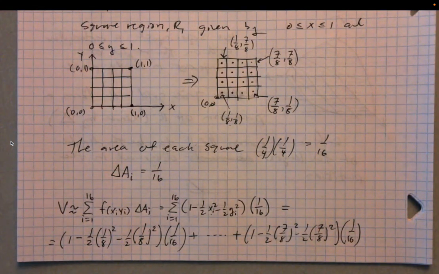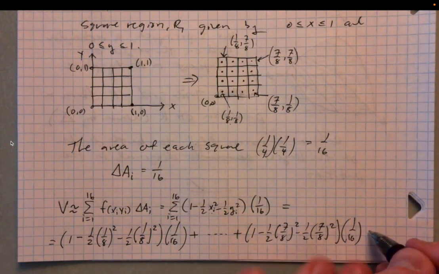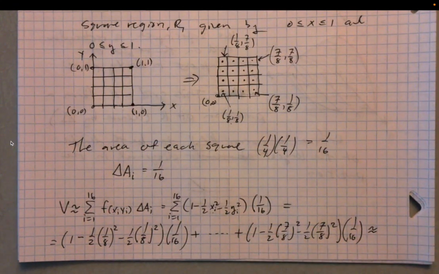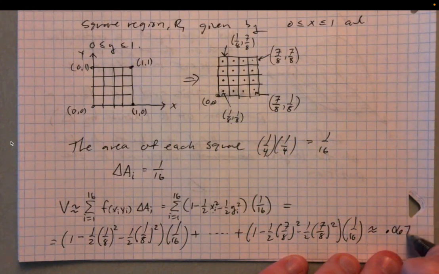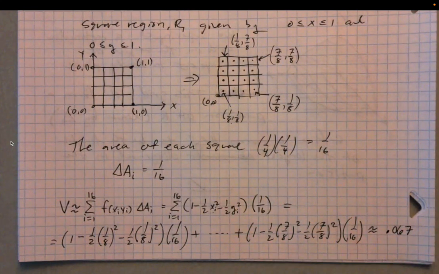Now, obviously, you wouldn't want to calculate this by hand. So I did do this calculation just using this grid. I automated it, just pulled out a spreadsheet or something. And I got something like 0.067. Okay, so that would be an estimate of this volume.